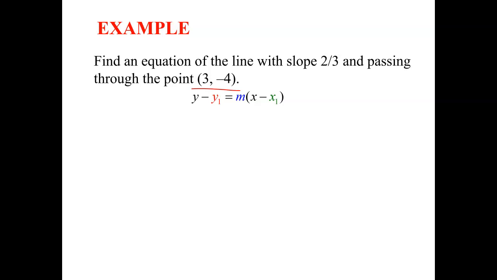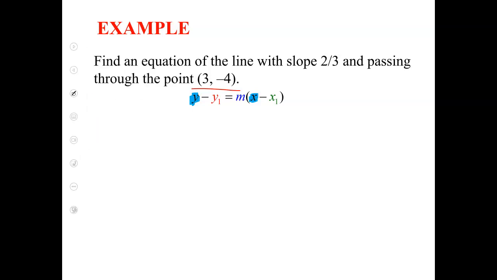In point-slope form, your y and your x are never going to change. They represent the x and the y values of the line. The only thing we're plugging in is y1, x1, and the slope. That's it. And then we simplify from there.